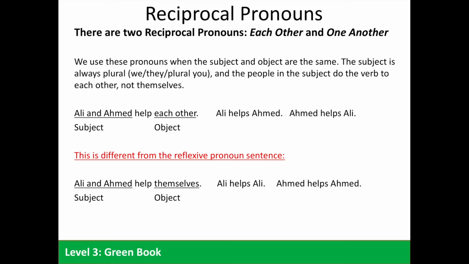For example, Ali and Ahmed help each other. Ali helps Ahmed, and Ahmed helps Ali. This is different from the reflexive pronoun sentence, Ali and Ahmed help themselves. Again, in this second example, Ali helps Ali, and Ahmed helps Ahmed. So reciprocal pronouns are used to talk about people helping one another or each other. They work together.